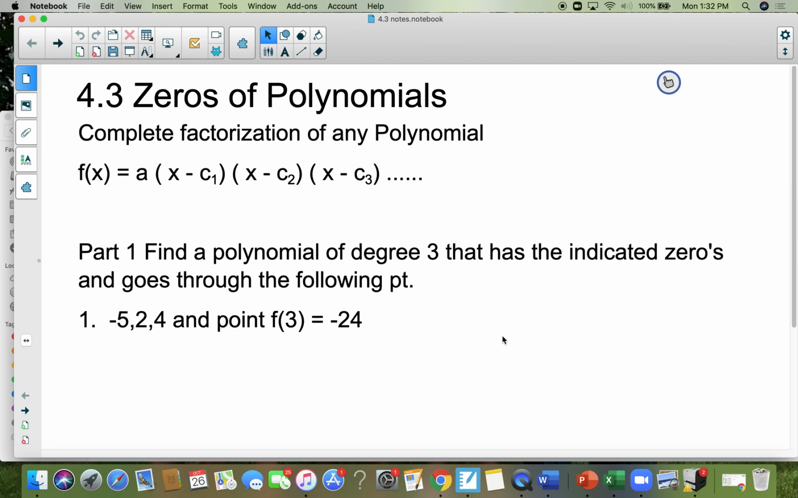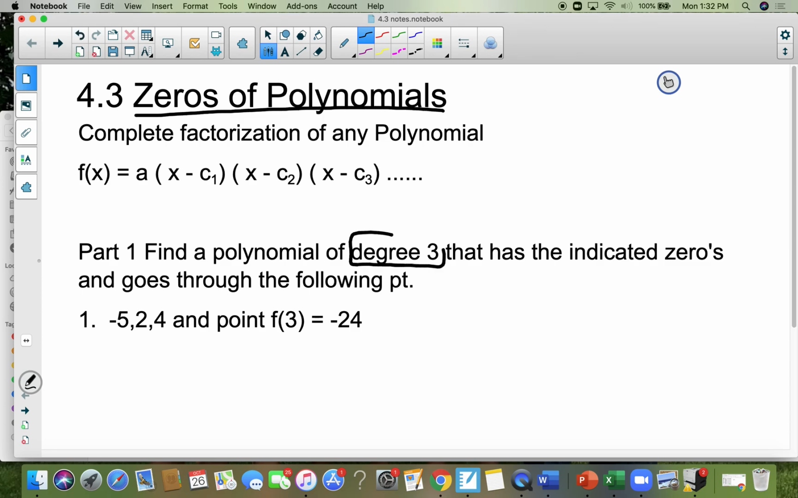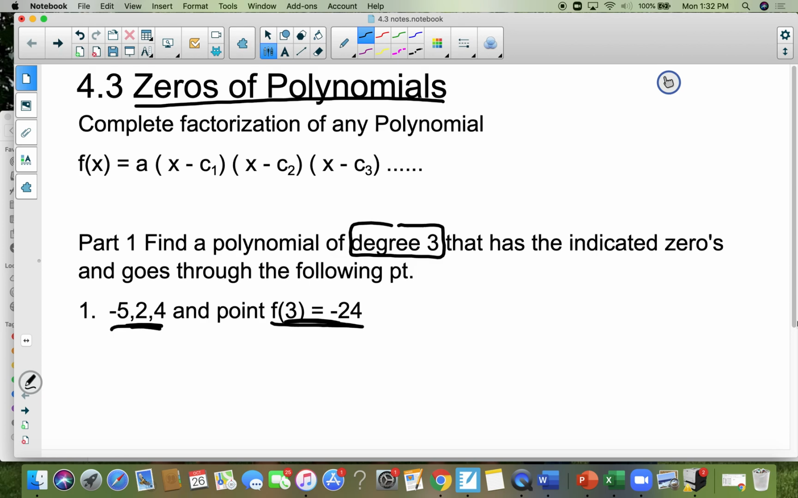Okay, 4.3 I'd say is one of the longest notes that you're gonna have all year. So you might wanna watch part of it and then watch another part another time. The zeros of polynomials is the title. You're supposed to find a degree 3 polynomial, and these are its roots. And it also goes through the point f of 3 equals negative 24.